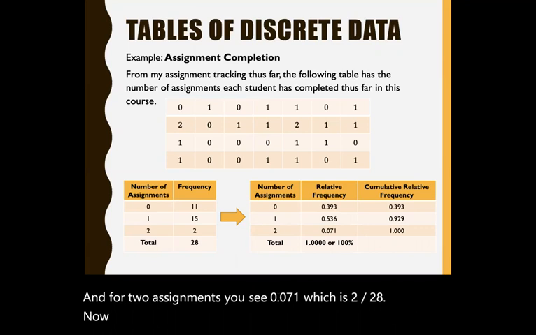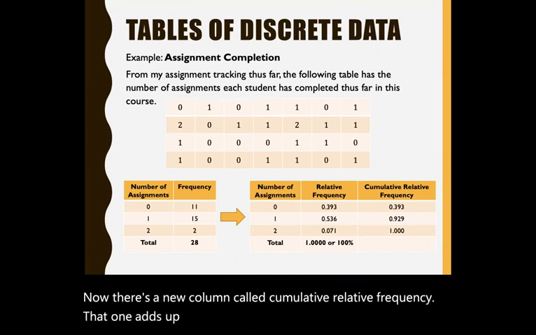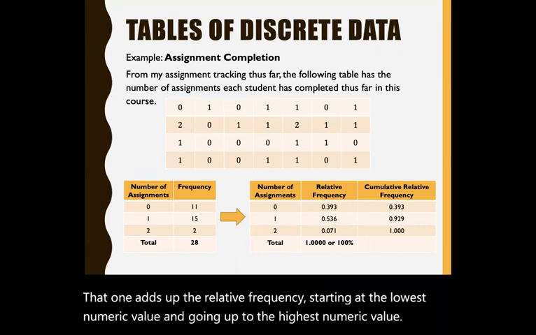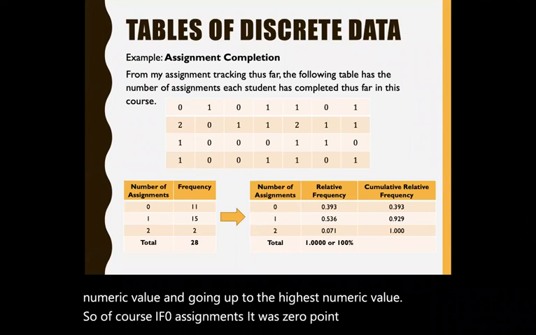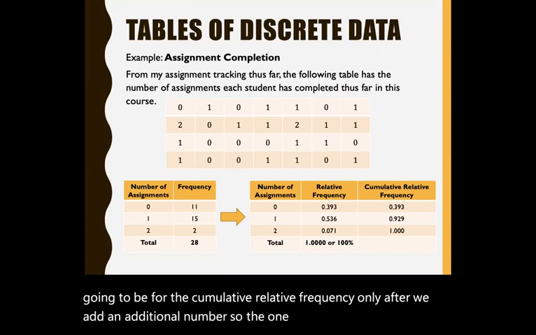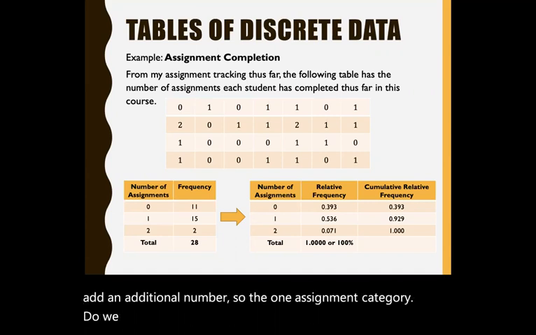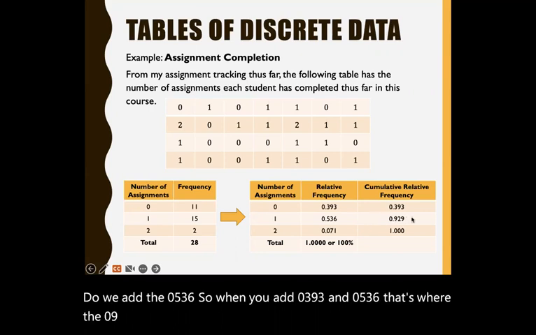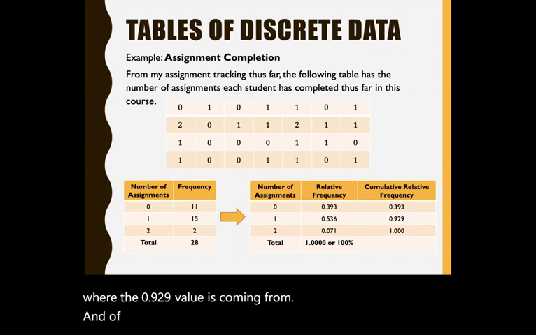Now there's a new column called cumulative relative frequency. That one adds up the relative frequency starting at the lowest numeric value and going up to the highest numeric value. So of course, if 0 assignments, it was 0.393. That's the value that's going to be for the cumulative relative frequency. Only after we add an additional number, so the 1 assignment category, do we add the 0.536. So when you add 0.393 and 0.536, that's where the 0.929 value is coming from. And of course, if you add up all the relative frequencies, you should get 1.